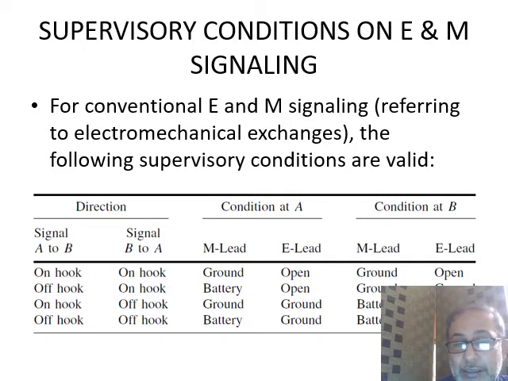And if it is ground on the M lead and open on the E lead, it would mean that it is on hook. Right. In this way, we can have different conditions. This is also ground. Let me check this in the book also.